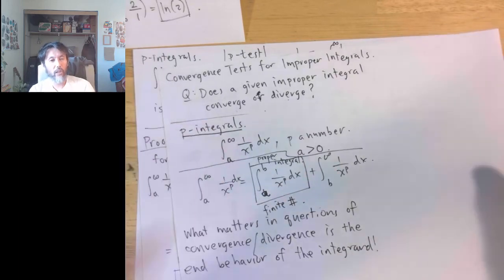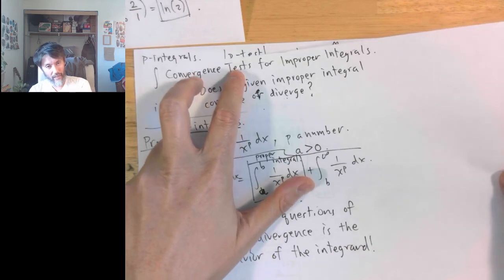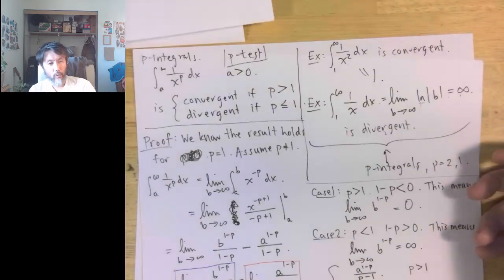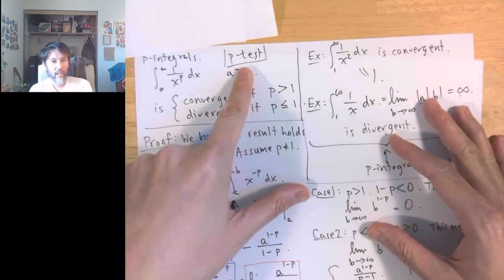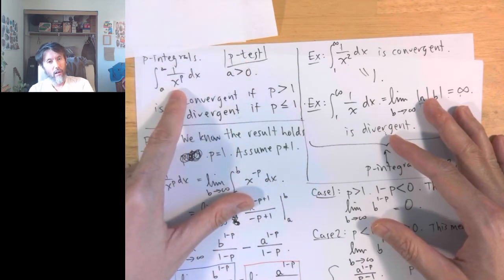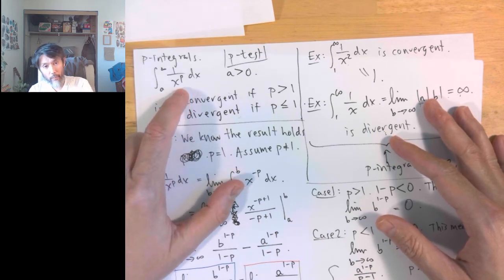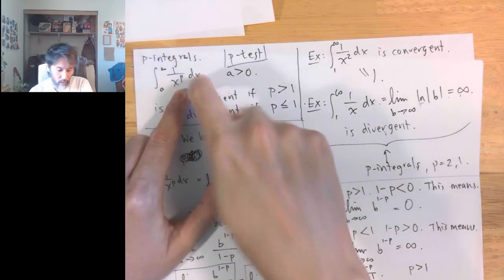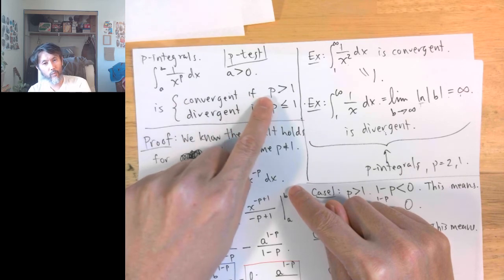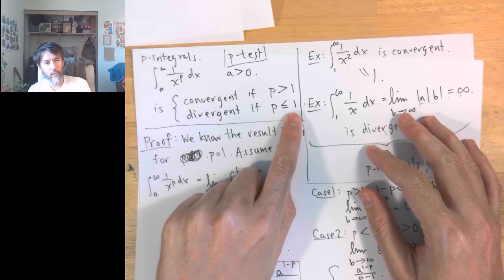is to apply what's called a convergence test. And we're still in the midst of talking about convergence tests. One example of a convergence test would be this thing called the P-test. And what the P-test allows you to do is to determine the convergence or divergence of a particular type of improper integral, namely P integrals. And what we know now is that P integrals are convergent if P is greater than 1, and it's divergent if P is less than or equal to 1.